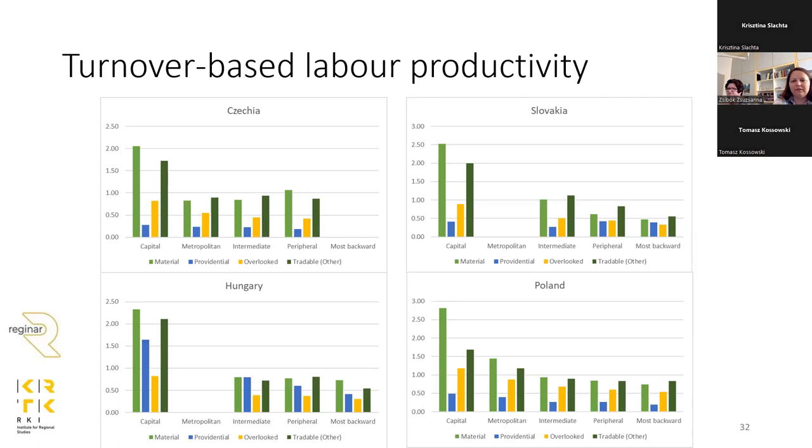In Poland, there is a quite regular downward slope in all four activity types according to their level of development. In Czechia, the regional inequalities outside the capital region are relatively low, but in Hungary, intermediate and peripheral regions show roughly similar performance in all four categories, but that of the most backward regions is similar only in the material activities. In Slovakia, the regular downward slope is also roughly observable in the material and tradable sectors.